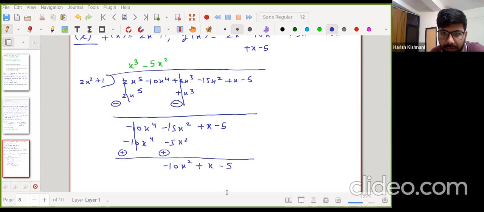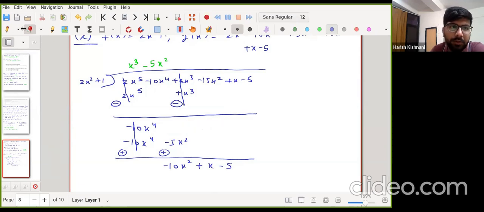X cubed. Oh, I did a small mistake here. So it should be 2x cubed should also come here, right? Because after subtracting x cubed from 3x cubed, we should get 2x cubed, and then minus 15x squared plus x minus 5. And then minus 5x squared will come here.